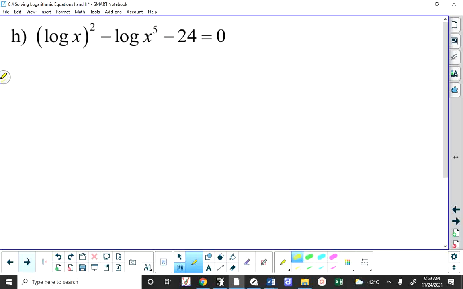How many of you see that this is a quadratic equation as well? You may not see it until you rewrite this as log of x quantity squared.